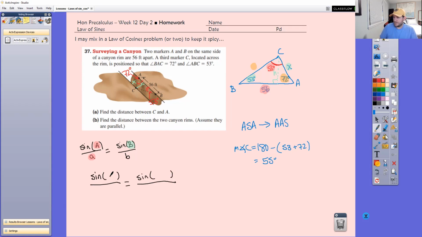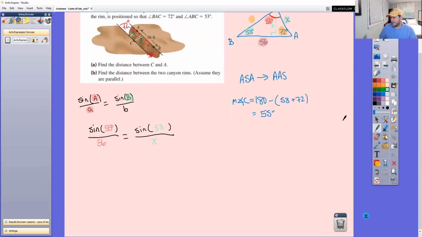So the pink parts, we've got the 55-degree angle and the 56 unit long side. And then the green parts, we've got the 53-degree angle, and we want to solve for x. So there's your setup. From here, the math's pretty easy. You cross multiply and you get an answer. So cross multiplying gives me x times the sine of 55 equals 56 sine 53. So to solve for x, we're going to be dividing by that sine of 55.